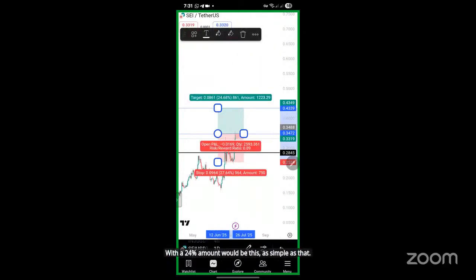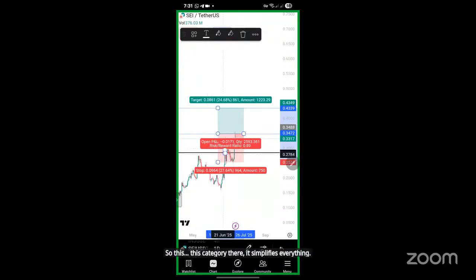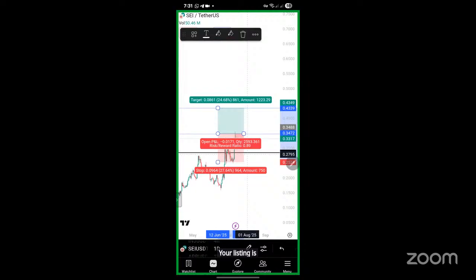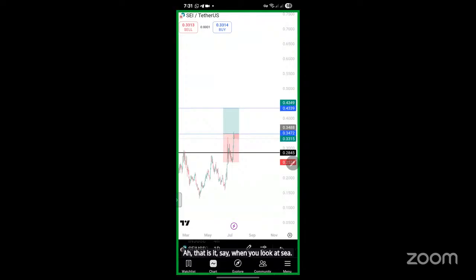So this tool simplifies everything. Open price, you can see low, high. Risk to reward ratio is 8.9. The stop loss is calculated there. Everything is calculated for you. Okay. That is it. Sei will give us money.